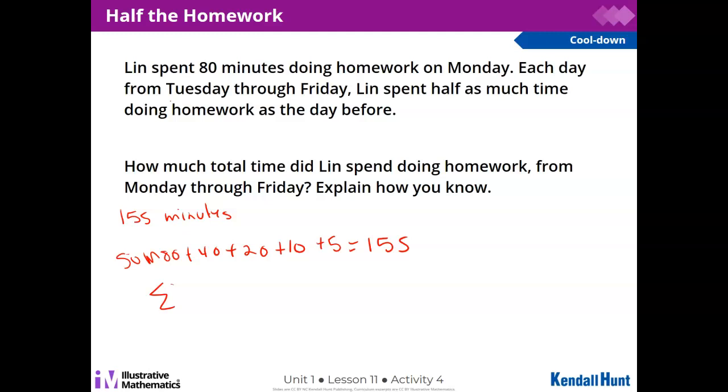Your homework for tonight is page 61 through 63. That is the lesson 11 practice problems. So go ahead and work on all of those. If you have any time in class, that's what you should be working on.